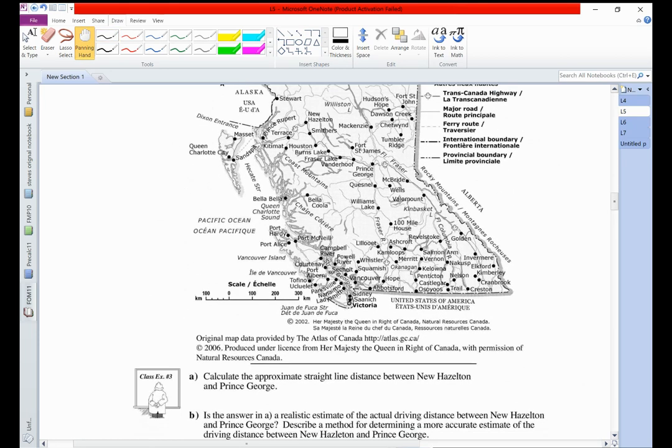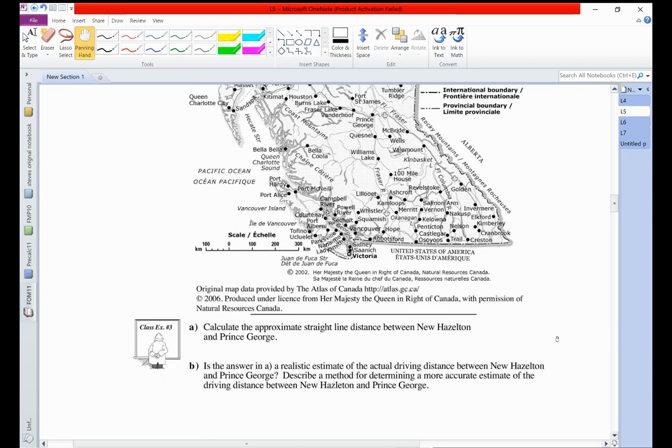Okay, calculate the approximate straight line distance between New Hazelton and Prince George. Maybe we'll actually do this one in class. Remind me that we're going to do this one in class because I'm making this video a few months in advance. And this is a good example to do in class, but I probably won't remember. So just remember, just put your hand up and say, Mr. Sadler, you said we were going to do one of the map questions in class, and then we will.